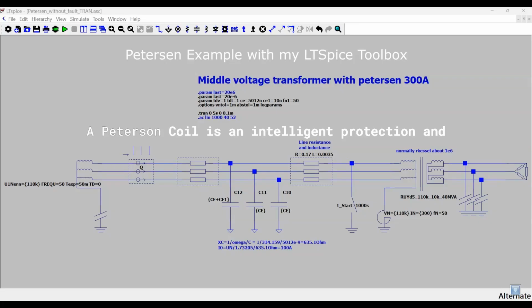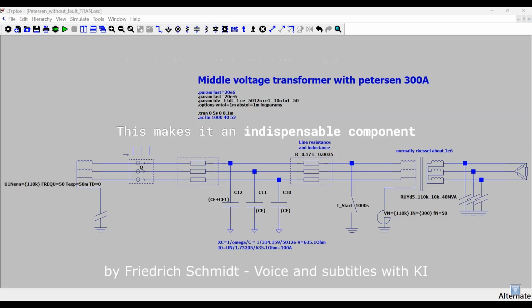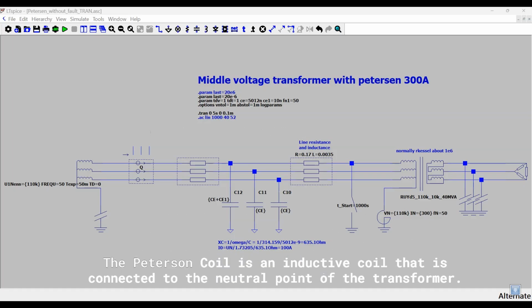A Petersen coil is an intelligent protection and stabilization element in medium voltage networks and, in some cases, also in high voltage networks. It ensures that single pole ground faults can be controlled safely and without immediate shutdown. This makes it an indispensable component of modern power supply systems. The Petersen coil is an inductive coil that is connected to the neutral point of the transformer.